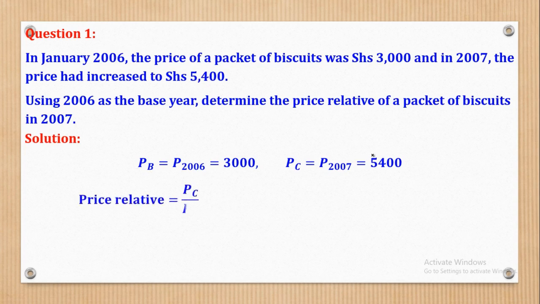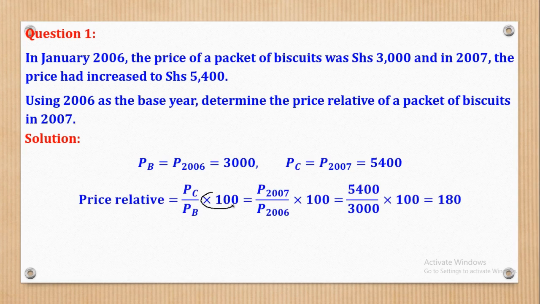Therefore, like I told you, it's up to you to choose whether to multiply by 100 or you don't. So here we have chosen to multiply by 100. So I multiply by the 100. Price in the current year is the price in 2007, and price in the base year is the price in 2006. Multiplied by 100. So when I divide the 2 and multiply by 100, I'll come up with 180. So it is okay if you choose not to multiply by 100. So in that case here, you will come up with 1.8, and both answers will be correct.